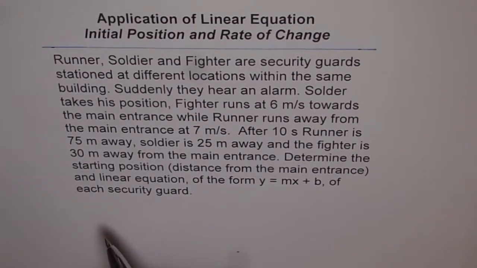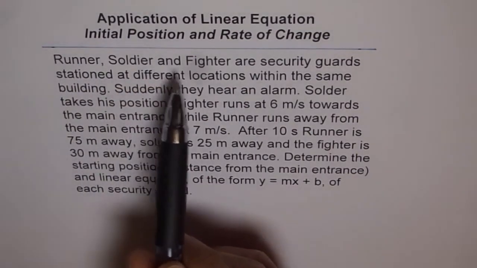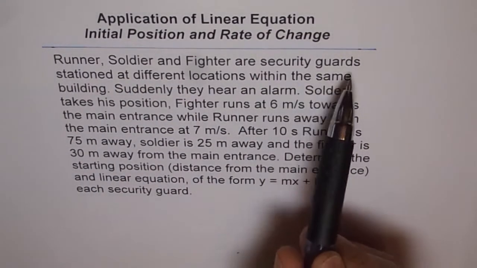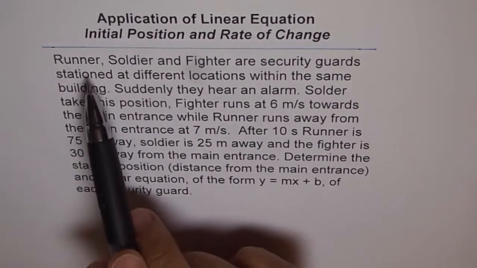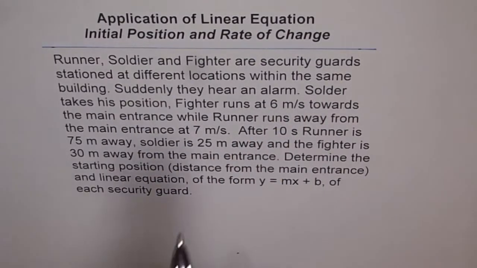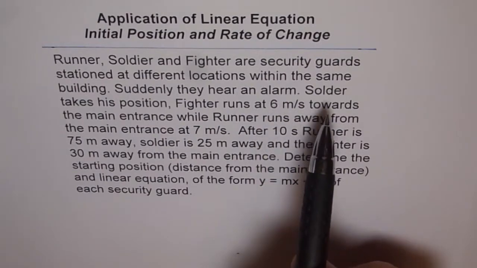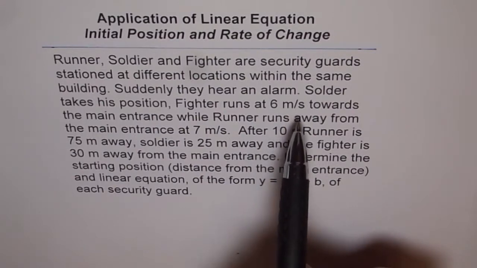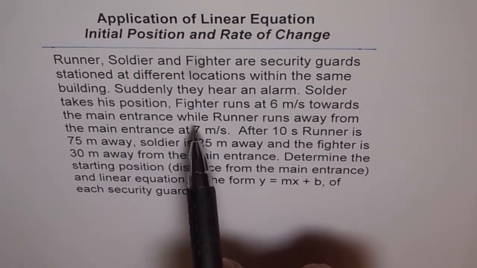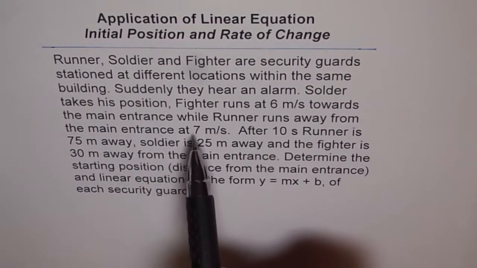It's like a full paragraph, so a lot of things to read and digest. So we'll go really slow on this. Runner, soldier and fighter are security guards stationed at different locations within the same building. So there are 3 security guards in the same building. Suddenly, they hear an alarm. Soldier takes his position. Fighter runs at 6 meters per second towards the main entrance while runner runs away from the main entrance at 7 meters per second.